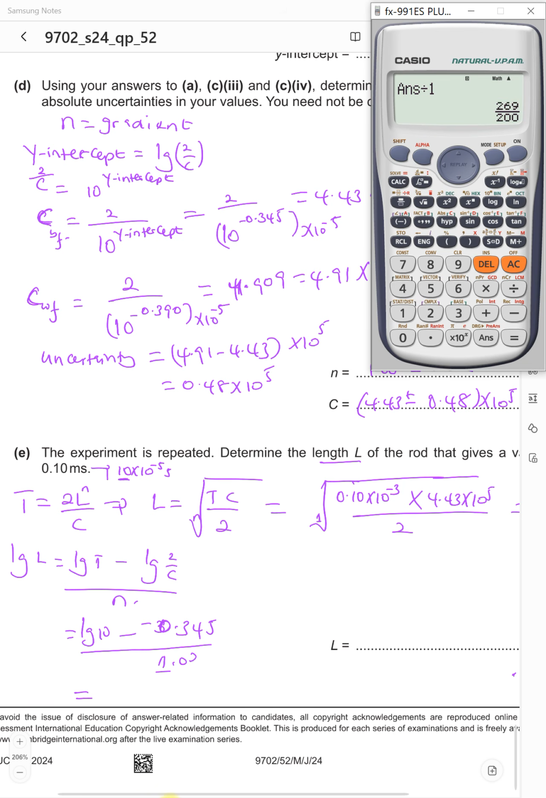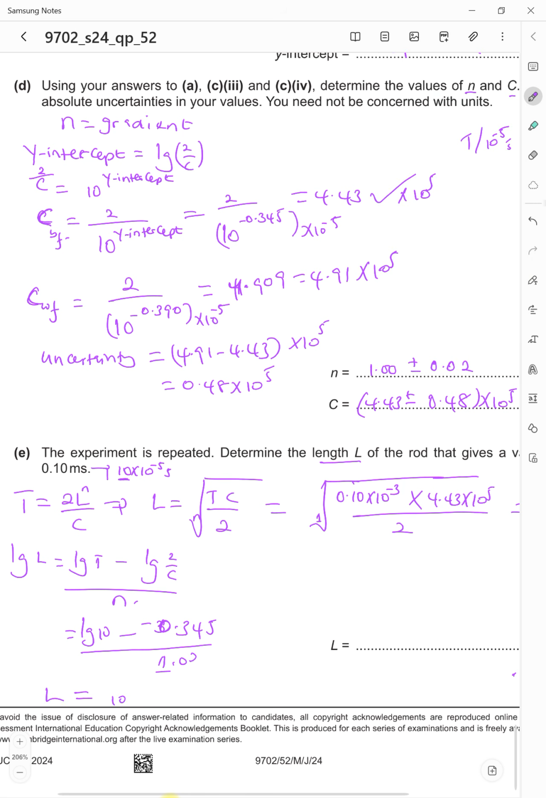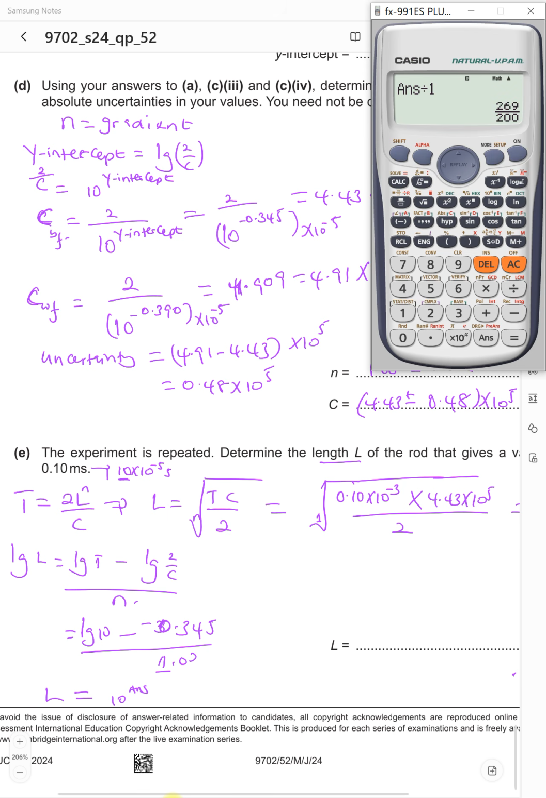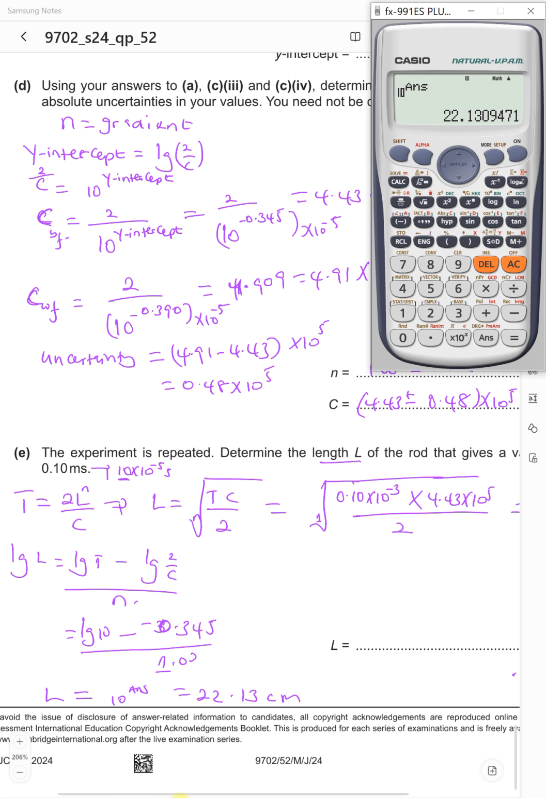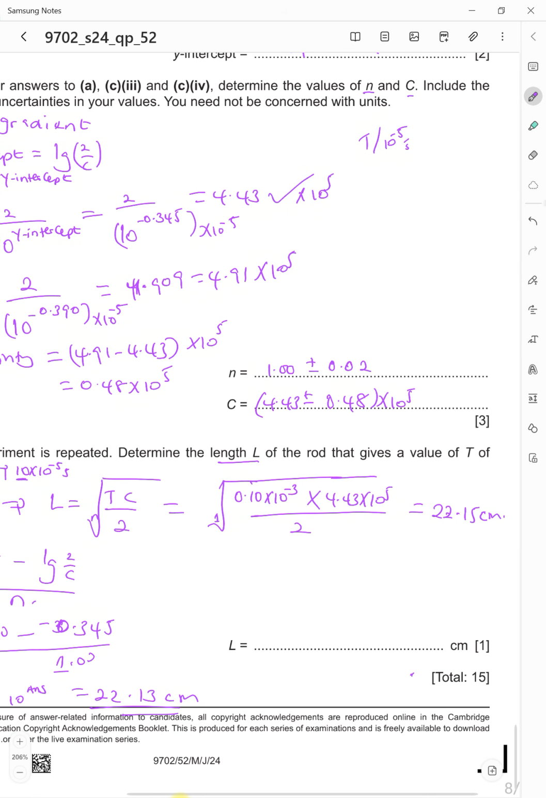Then I'm going to find the antilog, of course, because to find L, I will get 10 to the power of the answer, which is going to be 22.13 centimeters. So the answer is the same, and you can verify this from the table. So let's check and see if the answer is almost the same, and if our value can make any sense. So I'm saying it is 22.15 centimeters, or you could get 22.13 centimeters.